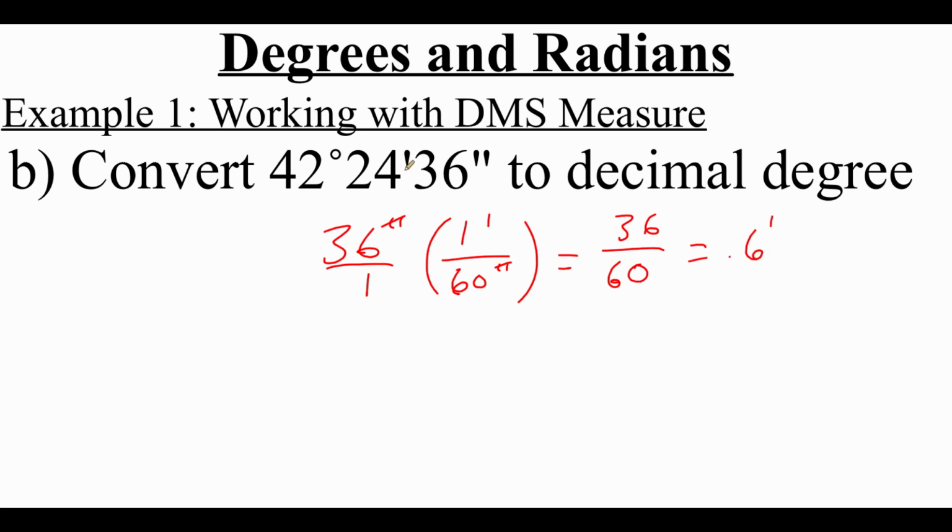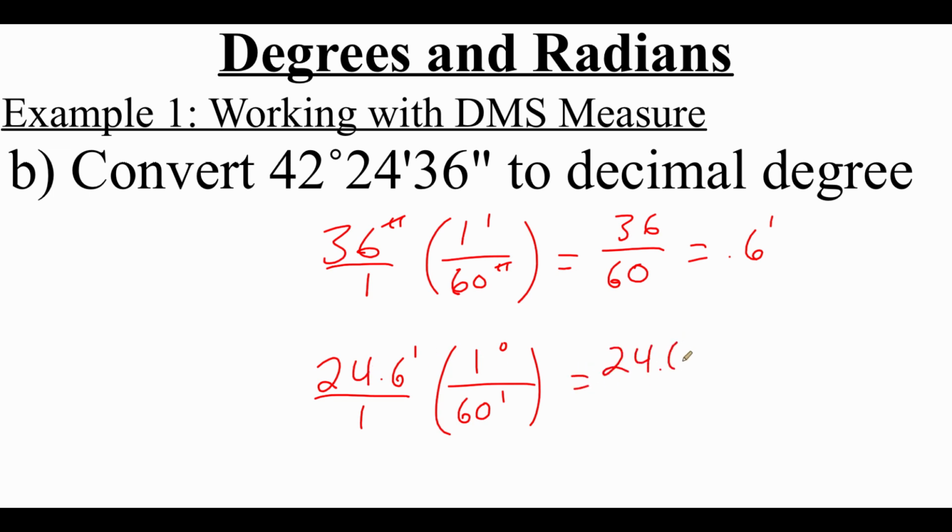Now what I'm going to do with that is attach it to the end of the 24 minutes that we had earlier, and then I need to convert these minutes into degrees. And we know that in 1 degree, there are 60 minutes. And again, if I put that 24.6 over 1, multiplying across the top, I'm going to get just 24.6, and across the bottom, I'm going to get 60. My minutes labels are going to cancel out, and this is going to be a degree answer. When I take 24.6 and divide it by 60, I get 0.41 degrees. Now I'm going to attach that onto the end of my 42 degrees, so I get 42.41 degrees.